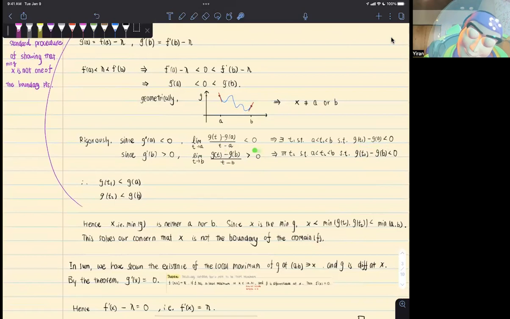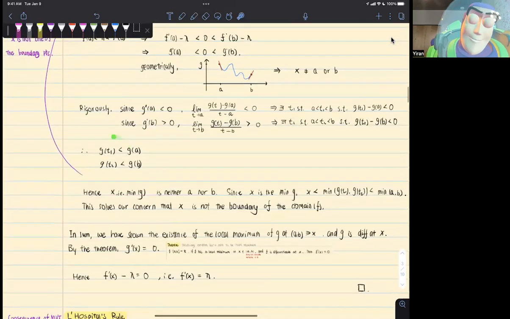Notice that we have this is larger than 0, right? So as T gets closer to B, there exists T such that this expression is larger than 0. And notice that B is always larger than T, so the denominator is less than 0. Therefore, in order for this to be larger than 0, this has to be smaller than 0. That's why I write there exists T2 such that G of T2 minus G of B is less than 0. Okay, now we have those two pieces of information, and then rewriting it, we have this.